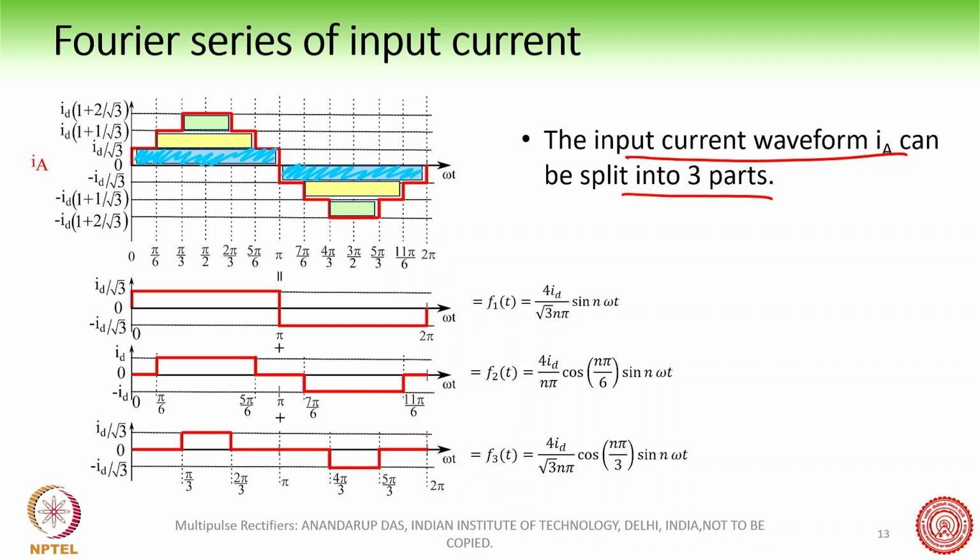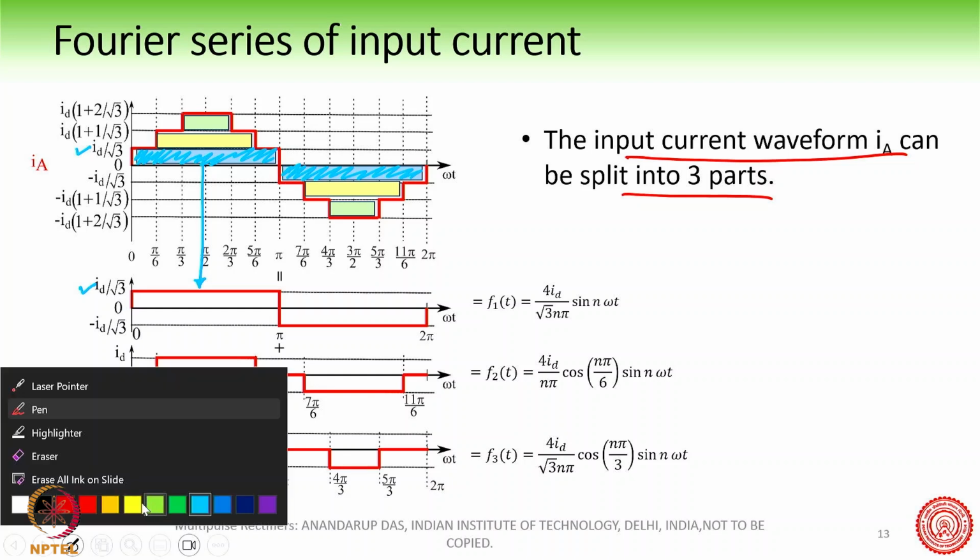Okay, and this is basically a square wave, and this can be drawn directly here. So this is one part. Now note the amplitude. This amplitude is Id by root 3, and I have drawn it Id by root 3 here. Okay, so this is the base part of the waveform.